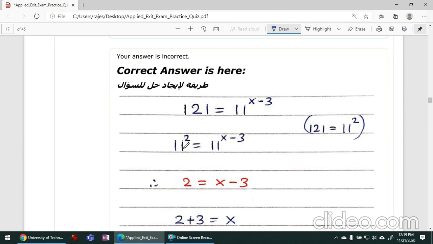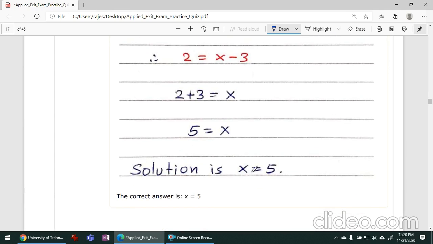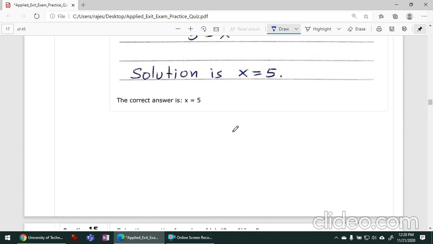Now you can see that the 11 on both sides is the same, so you can delete that and you can write 2 equal to x minus 3. Now minus 3 will come to the other side and become plus 3. So x equal to 2 plus 3, which is 5. So the solution is x equal to 5.